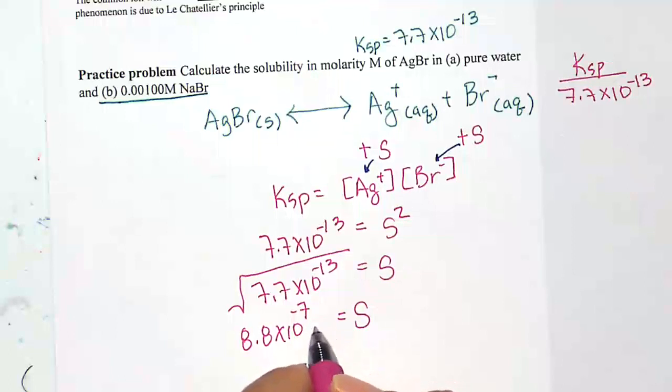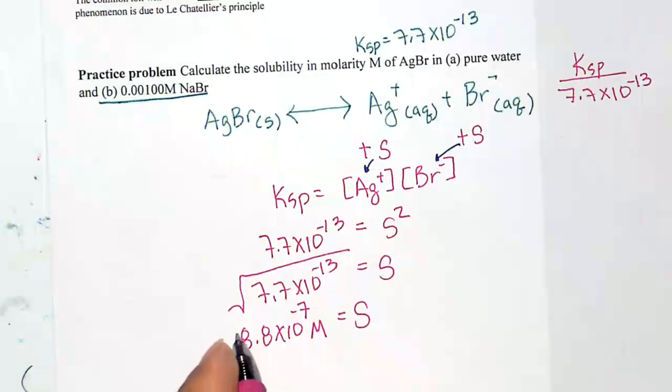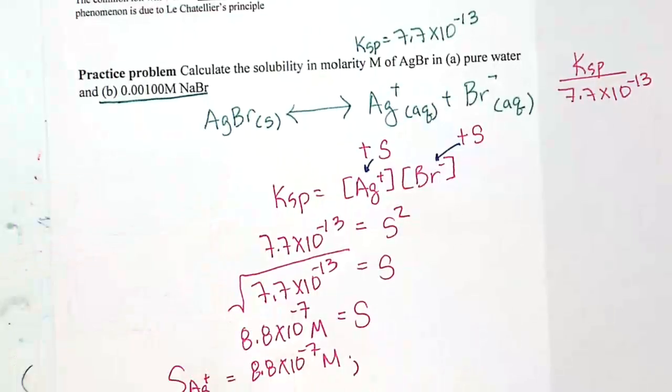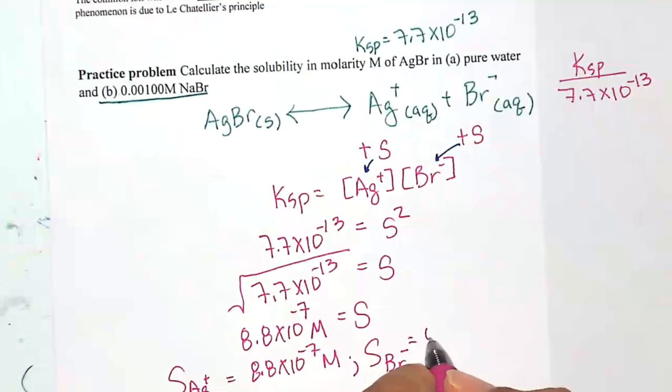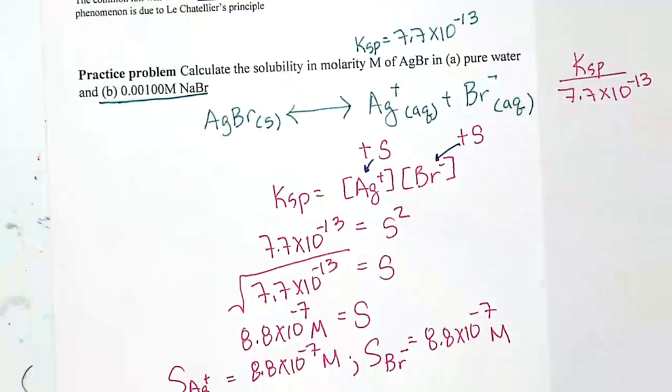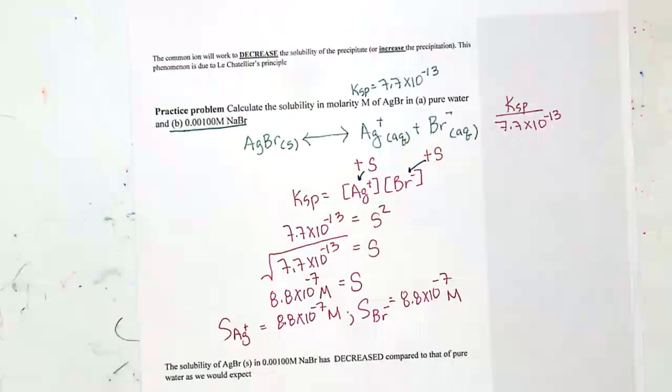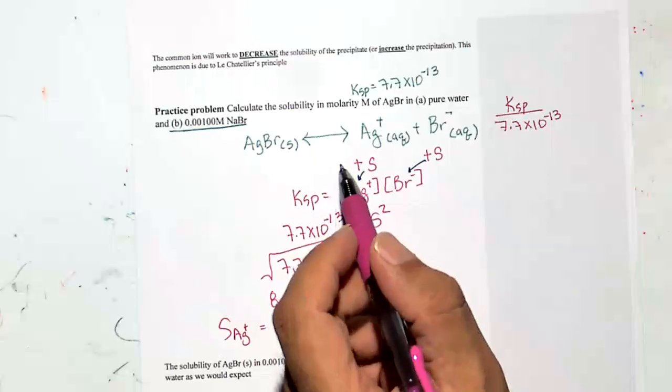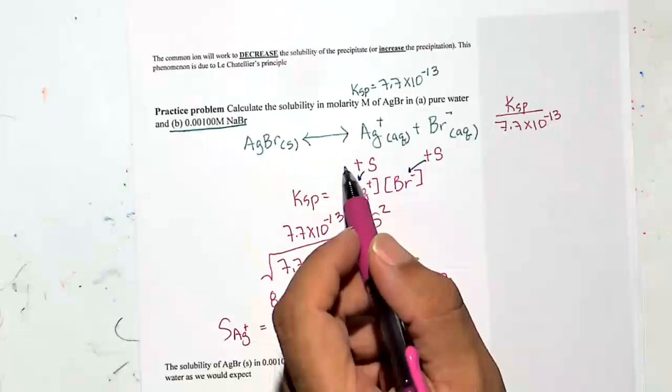Are there units here for solubility? Yes. Solubility is in units of molarity. It can also be grams per liter, but this is molarity. Just to complete this, how much of this goes back? In 1 liter, you'll get 8.8 times 10 to the minus 7 moles. In 1 liter, you'll have 8.8 times 10 to the minus 7 moles per liter for Br minus. This is something that hopefully you're becoming comfortable with.